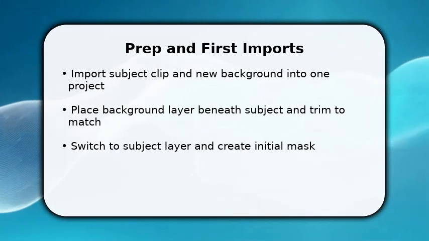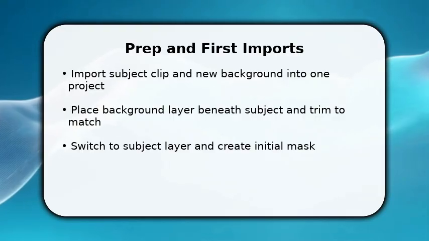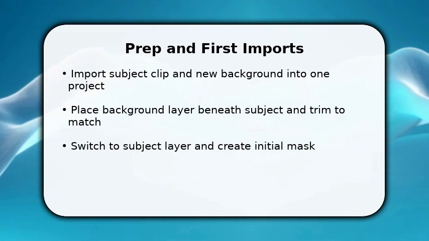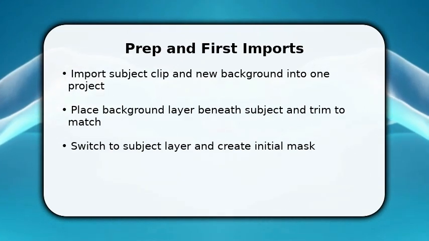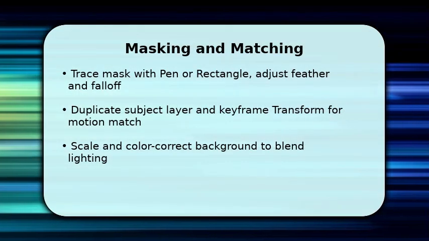You want clean edges, so set the subject clip to a format that supports masks. Next, switch to the subject layer to create the first mask for isolating the foreground. With the mask active, tap Mask and choose Pen or Rectangle to trace around your subject. Use Feather and Feather Fall Off to blend real edges. Don't overdo it or you'll blur details.